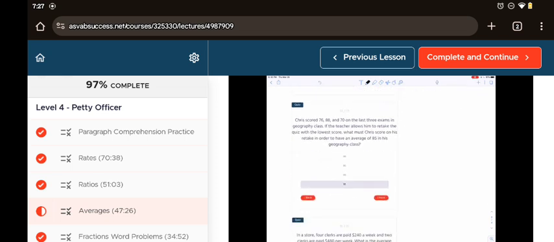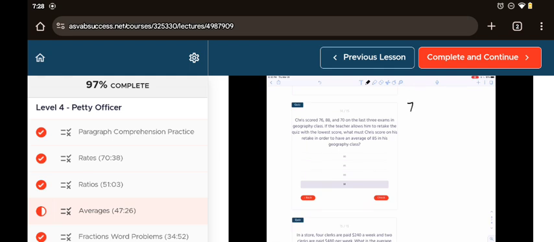Okay, number 14 says, Chris scored 76, 88, and 70 on the last 3 exams in geography class. If the teacher allows him to retake the quiz with the lowest score, what must Chris score on his retake in order to have an average of 85 in his geography class? For this one, I'm going to encourage you to hit pause and give it a try, just because this is really similar to the last one. I want you to give it a try on your own before watching my explanation. When you're ready, I'll go ahead and explain how to do it now.